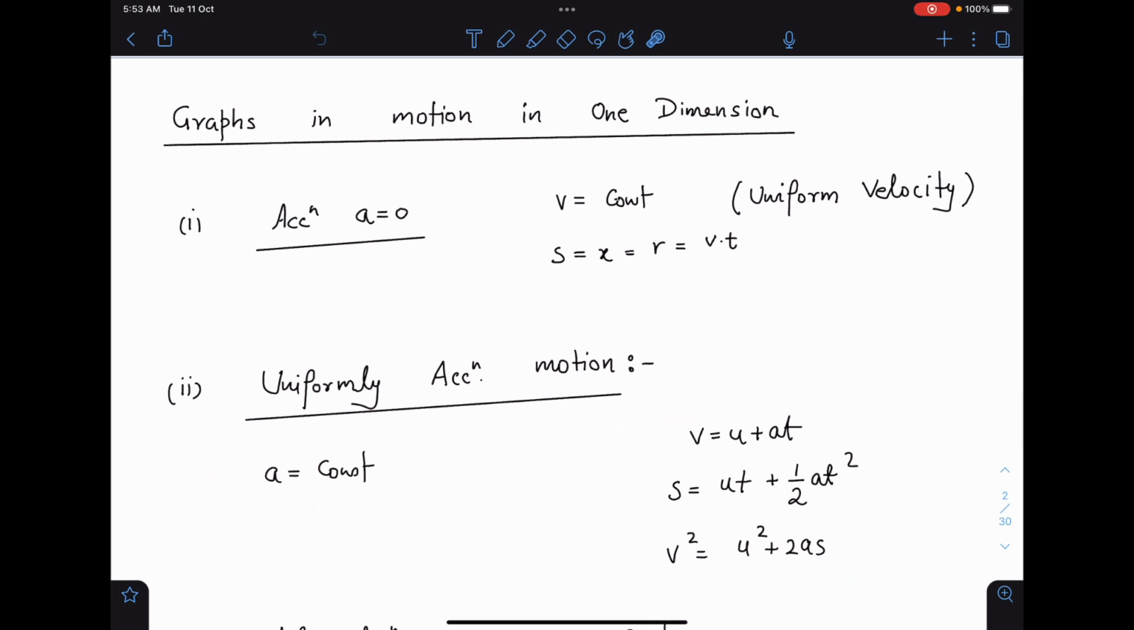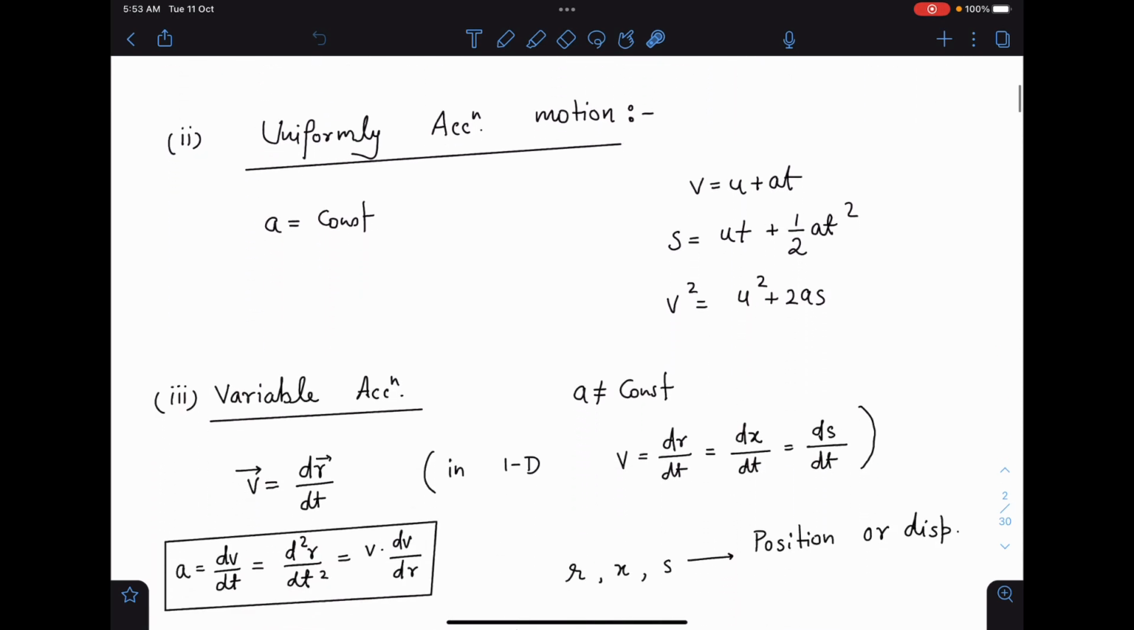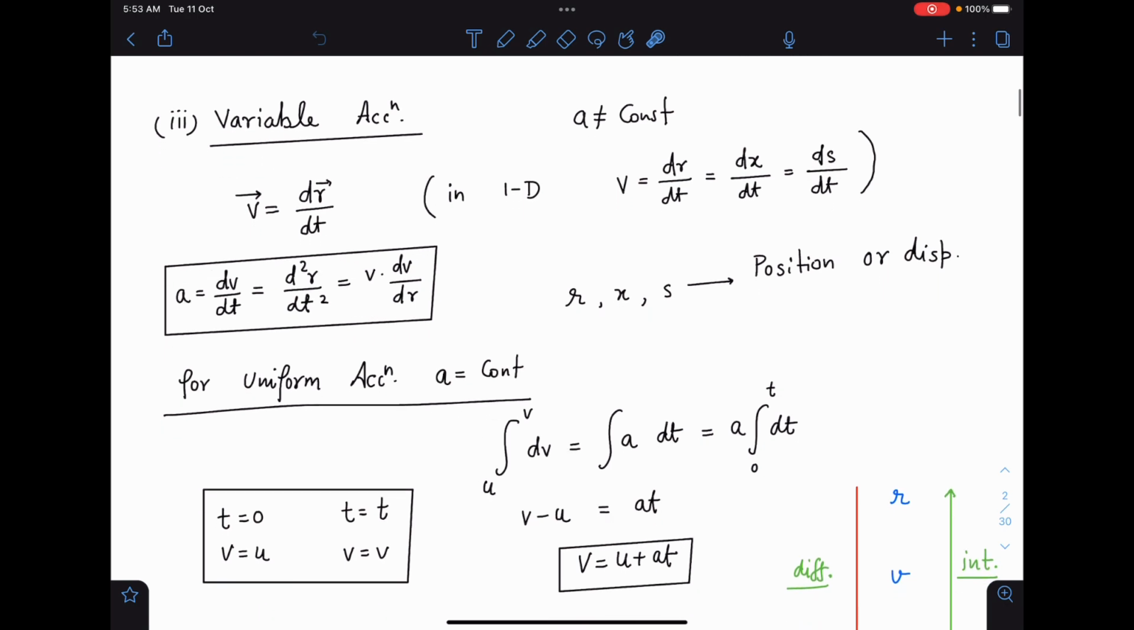So v equal to u plus at, s equal to ut plus half at square, v square is equal to u square plus 2as. We are going to discuss this. Now third one is variable acceleration, where a is not constant. So here our discussion will be restricted to 1D and in some cases 2D.